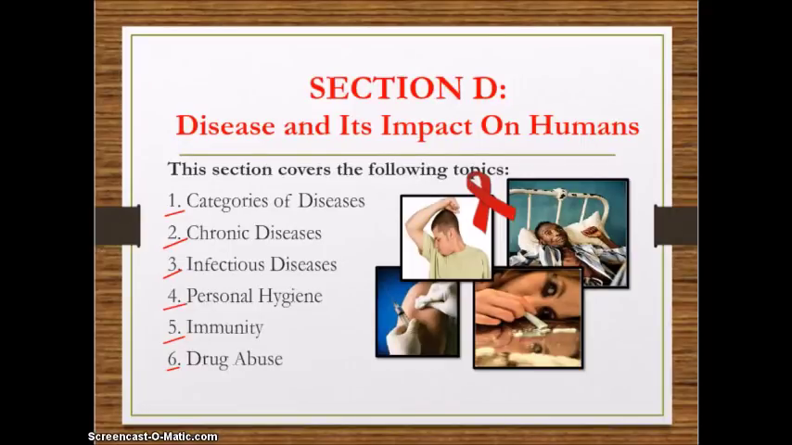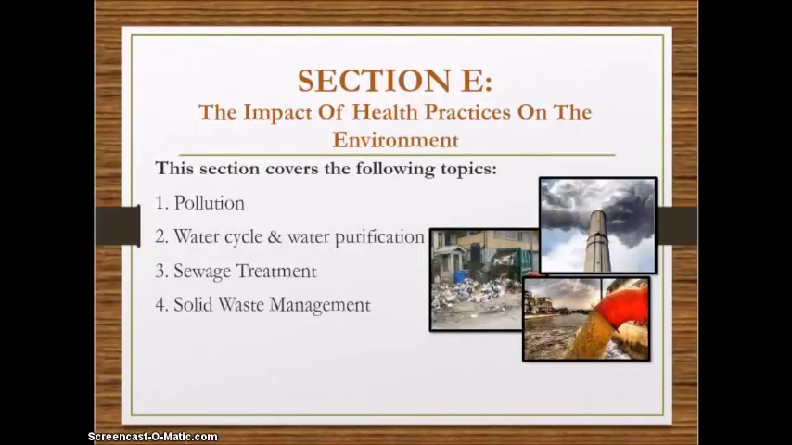All right, let's move on to the final section, section E, the impact of health practices on the environment. So this section E would cover the following topics: pollution. So know your definition for pollution, the different types of pollutants and how they affect the environment, and ways that you can control pollution. And then the water cycle and ways that water can be purified, both on a small scale and a large scale. You should know how to test water for bacteria, explain how human activities affect the water supplies, and generally explain how water can become contaminated and then treated.